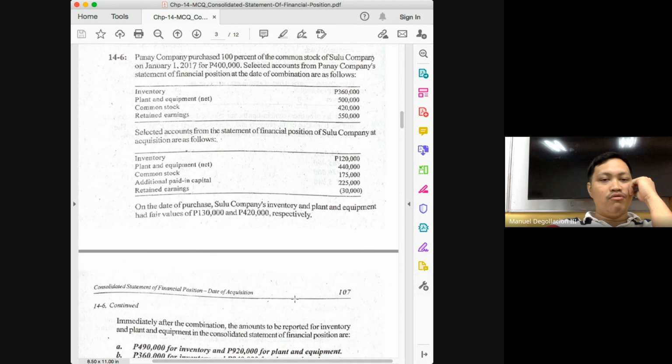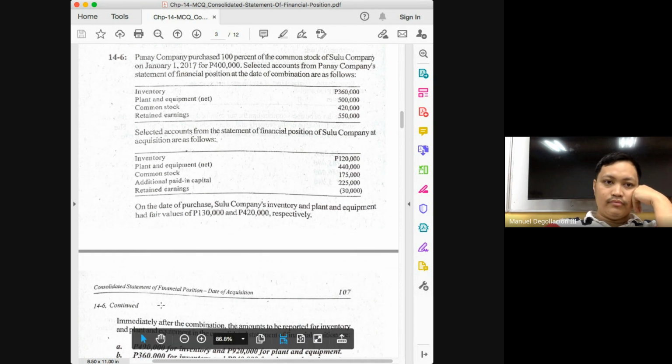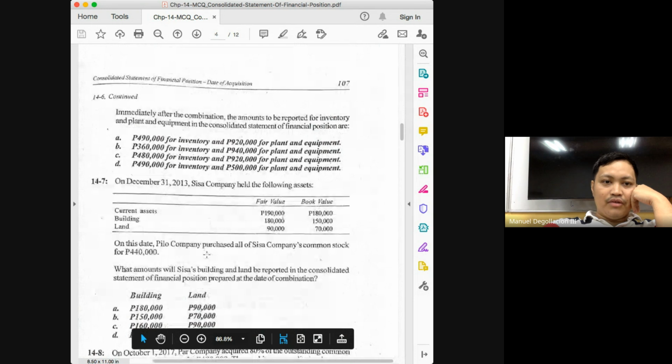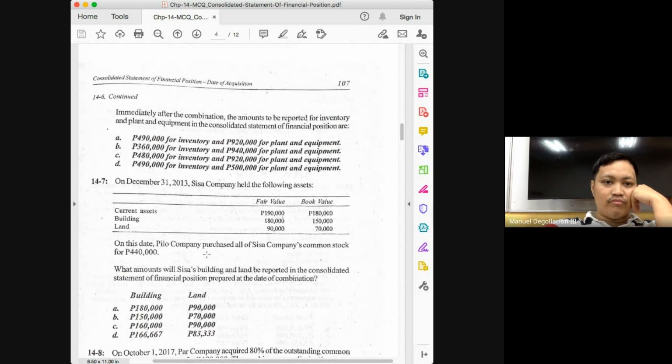360. So consideration of 400 and then fair value of net assets at how much? 360. So that will give us 40,000 difference. Goodwill or gain? Goodwill of 40,000. Just in case that will be asked in this problem, for me, the correct answer for goodwill would be 40,000. By the way, what's the letter choice here, class? Letter A, 490 and 920.